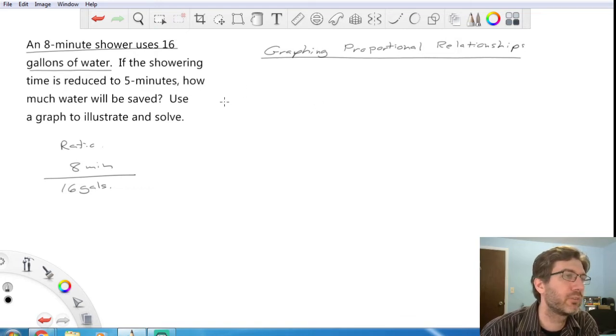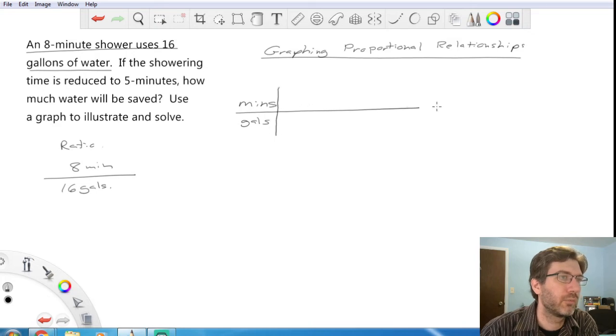So what I'm going to do over here is make a table, and we're going to have a line for minutes and a line for gallons. This is our table here. Got minutes on top, gallons on the bottom, and you're just going to go through and find some ratios that are equivalent to this. In fact, you can even use this ratio. First off, we're going to put 8 minutes is 16 gallons. There's one.